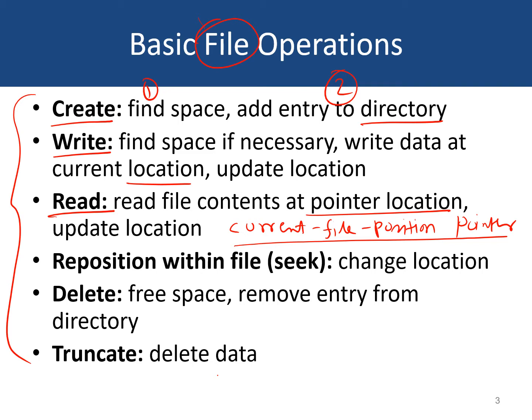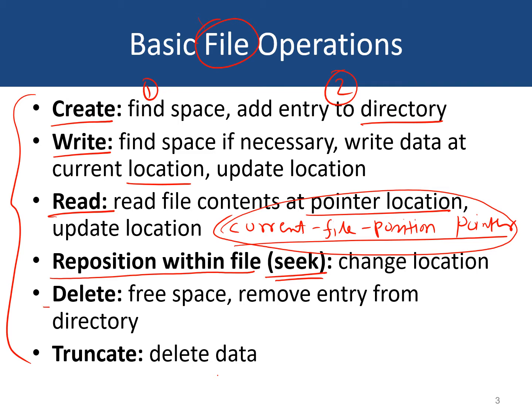The fourth operation here is repositioning within a file, which is also known as a seek operation. So for repositioning within a file, again the directory would be searched for the appropriate entry, and then the current file position pointer, this pointer that we talked about, would be repositioned to a given value. Repositioning within a file does not typically involve an IO. It need not involve an IO operation.